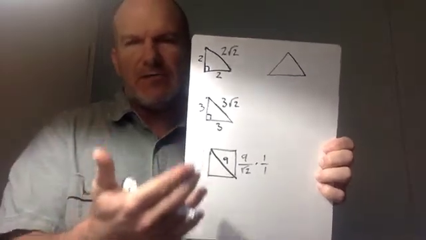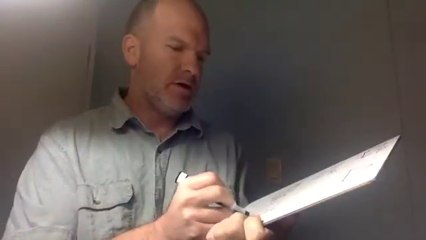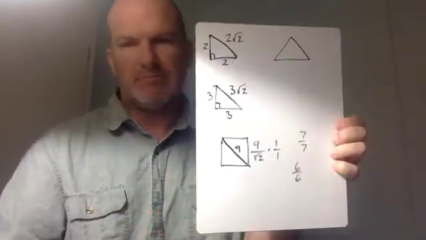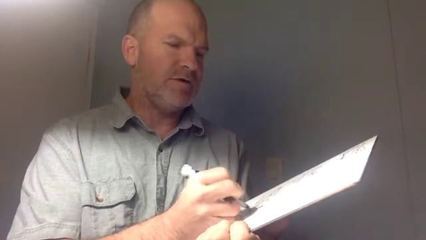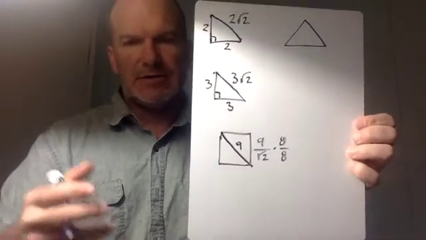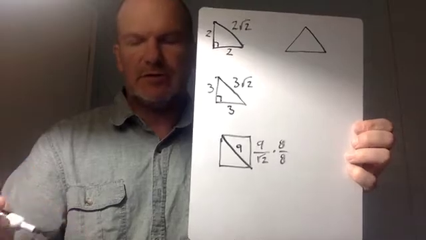But what's another way to write a fraction that has a value of 1? How about 7 over 7? Yeah, that's 1. How about 6 over 6? Yeah, that's 1. Anything that has the same numerator and denominator is 1. So you can multiply by 8 over 8 if you wanted to, and your answer is still going to be 9 over the square root of 2 because you're just multiplying by 1. So that's what we're going to do here.